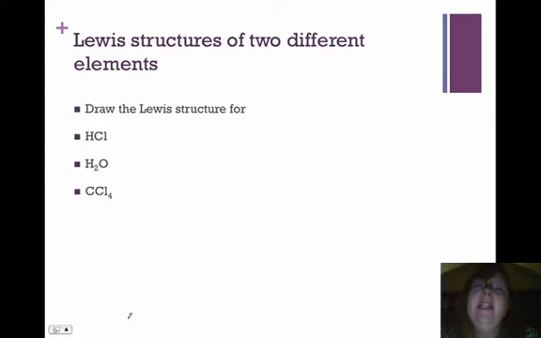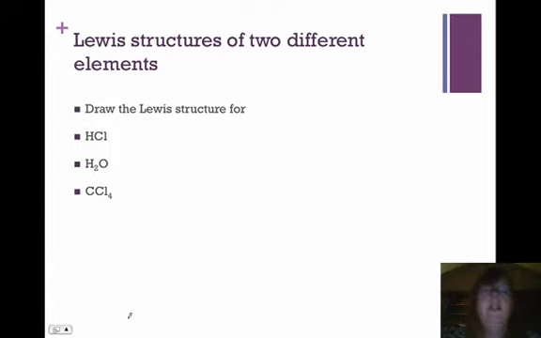Hi, we're going to continue on with our bonding unit, and we're going to start drawing Lewis structures. In the last video, we drew Lewis structures for diatomic molecules, but now we're going to draw Lewis structures when we have two different elements. Okay, so here we go.